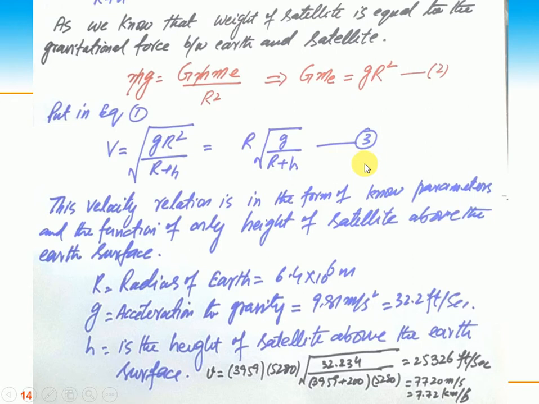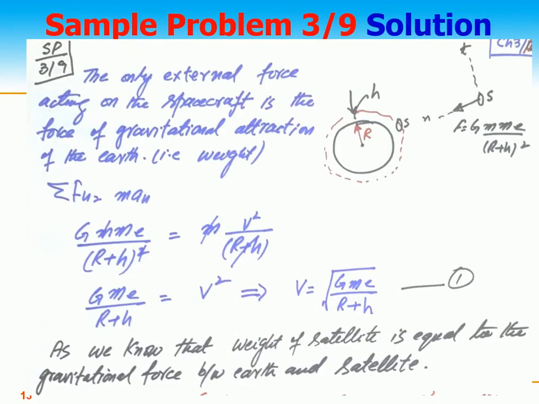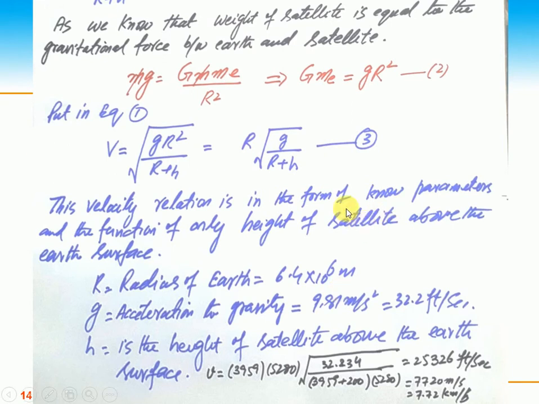Why have I derived this relationship? Why have I removed this thing? Because now you see this velocity is only a function of h. R, the radius of the Earth, is constant. So the radius of the Earth is 6.4 times 10 to the power 6 meters. The acceleration due to gravity is 9.8 meter per second square, or 32.2 feet per second square.